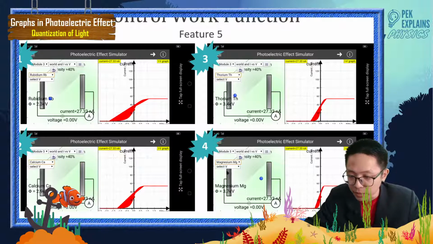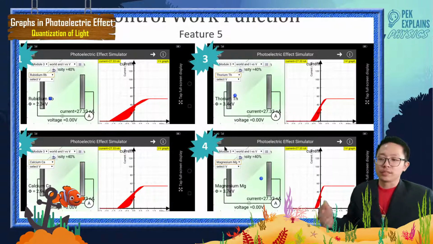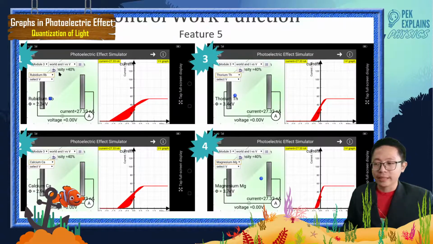Okay, so look at this one. You can see which one has higher binding energy. Just look at what changes. Since I use the same brightness, intensity just 40%, the current is the same. You see, all the current, like 27.33, is the same because I use the same intensity. Intensity just affects the current. So the current is constant because the intensity is constant. The saturation current is also constant, but what changes is the stopping potential only.